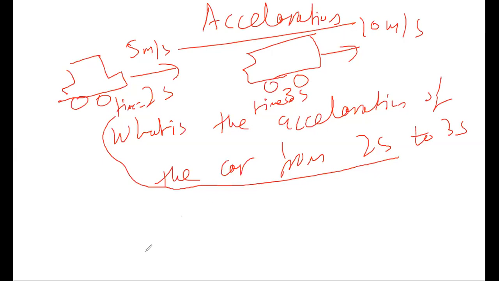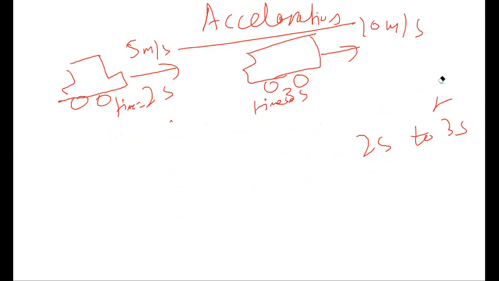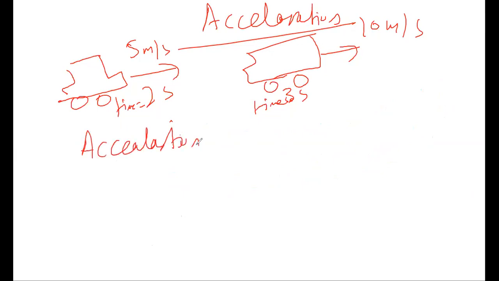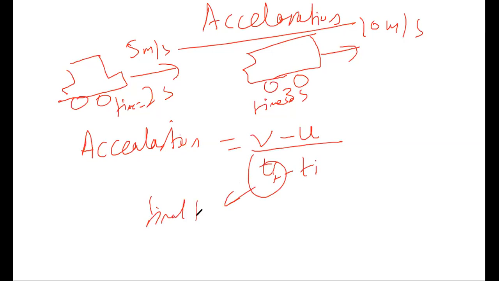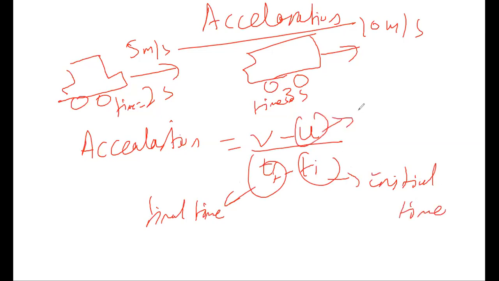The formula is: acceleration is final velocity minus initial velocity over final time minus initial time. TF stands for final time and TI stands for initial time. Similarly, U stands for initial velocity and V stands for final velocity.